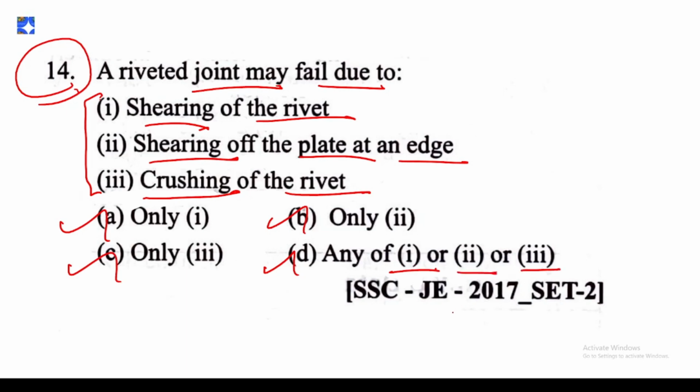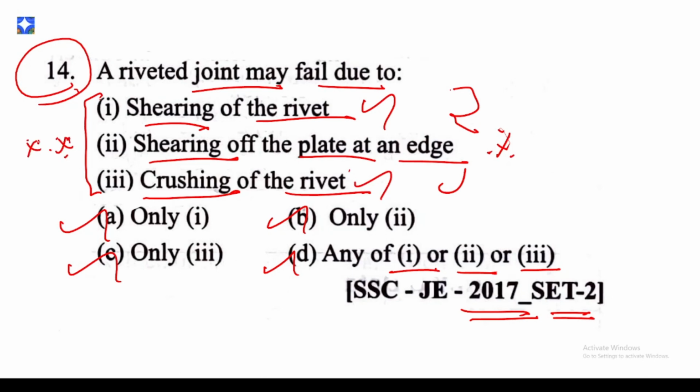This question was also repeated in the same year 2017 for set 2. A riveted joint actually fails because of all these three conditions. Very, very important. Shearing of rivet is a direct one, crushing of rivet is a direct one, and you have to remember this particular point, which is very tricky, shearing of the plate at an edge. So I can say that option B would be the correct answer. Let's move on to the next question.